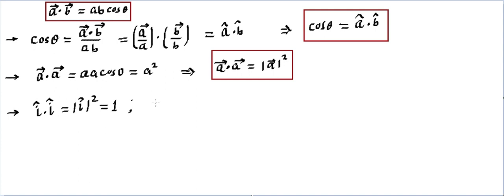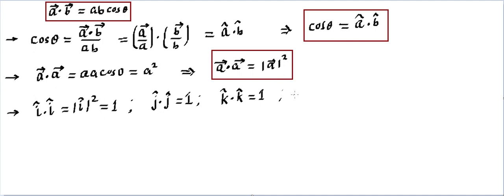Similarly, if we do j cap with itself as a dot, so j cap dot j cap, you know this j cap is a unit vector, so a unit vector dot itself is going to yield 1. Similarly, if somebody asks to find k cap dot k cap, can we find what the answer is going to be? Yes, we can find it out, it's going to be 1.